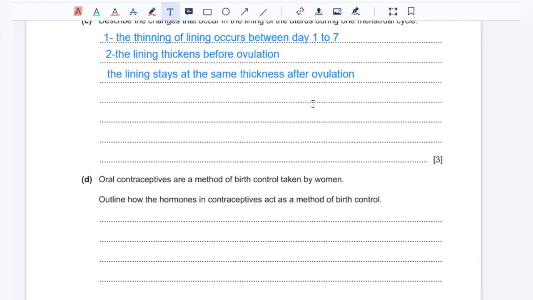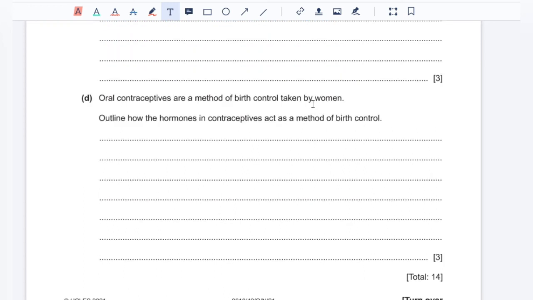The oral contraceptives are a method of birth control taken by women. Outline how the hormones in contraceptives act as a method of birth control. These contraceptives have progesterone, which will decrease the secretion of FSH and LH. And as we saw earlier, FSH and LH are responsible for the development of the egg cell and the follicle, and also the release of the egg at ovulation. So if progesterone is going to decrease the level of FSH and LH, this means that ovulation and development of eggs will not occur. When eggs will not be released, then they will not be able to fuse with sperm cells.